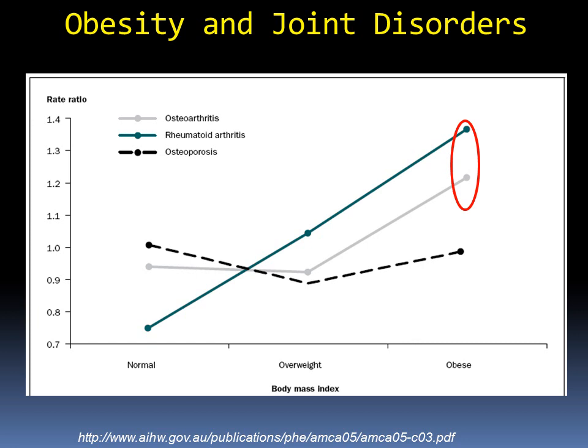In this picture, we can see that obesity and joint disorders are commonly reported through this publication. You can see the risk ratio is quite high for obese individuals for osteoarthritis as well as rheumatoid arthritis. You can also see that with osteoporosis, there's actually a dip if the individual is overweight, but as they move into that obese area, there is an increased risk of osteoporosis as well.